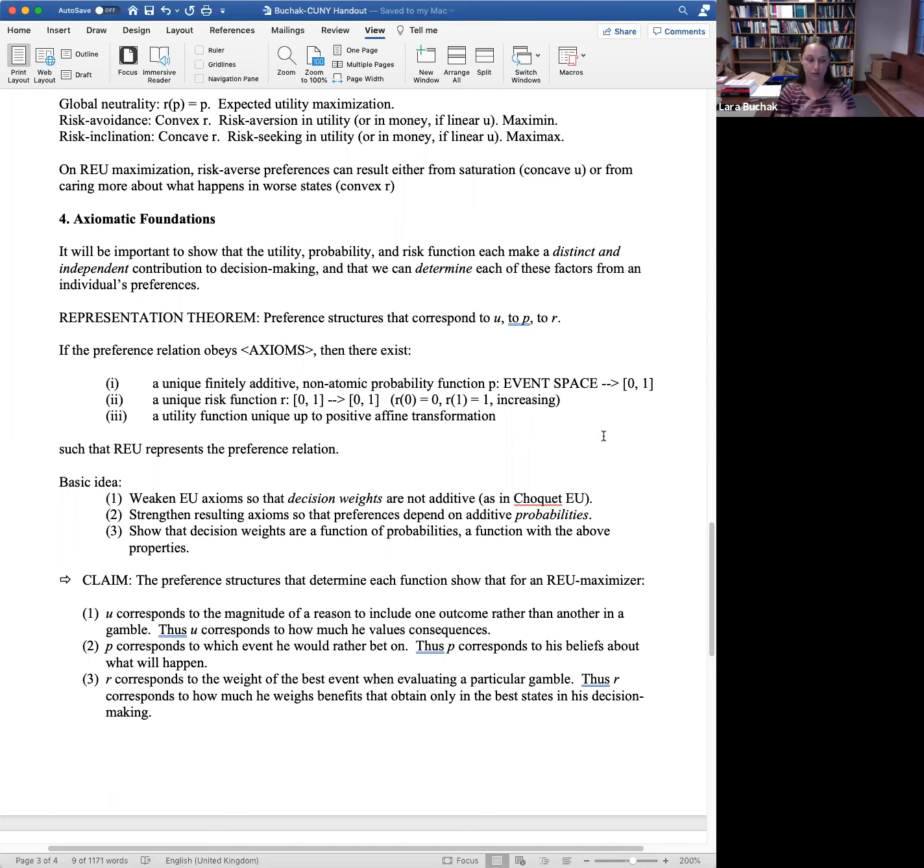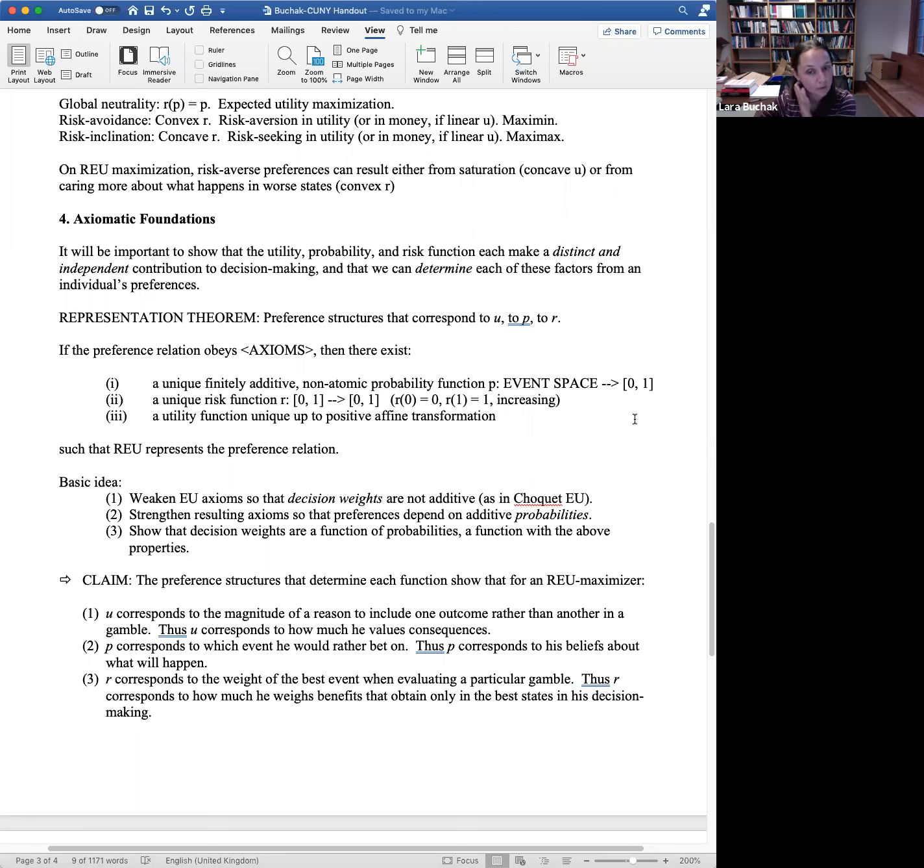These axioms are so strong that probabilities and decision weights are just defined to be the same thing. So here's the idea: weaken the standard axioms so that decision weights are not additive. There are other theories that do this, if you're familiar with them. Then strengthen the resulting axioms so we don't just get decision weights, we also get additive probabilities. Then show that on the resulting axiomatization, decision weights are a function of probabilities, a function with the above properties. Basically, weaken the axioms so that probabilities and decision weights come out of different structures.